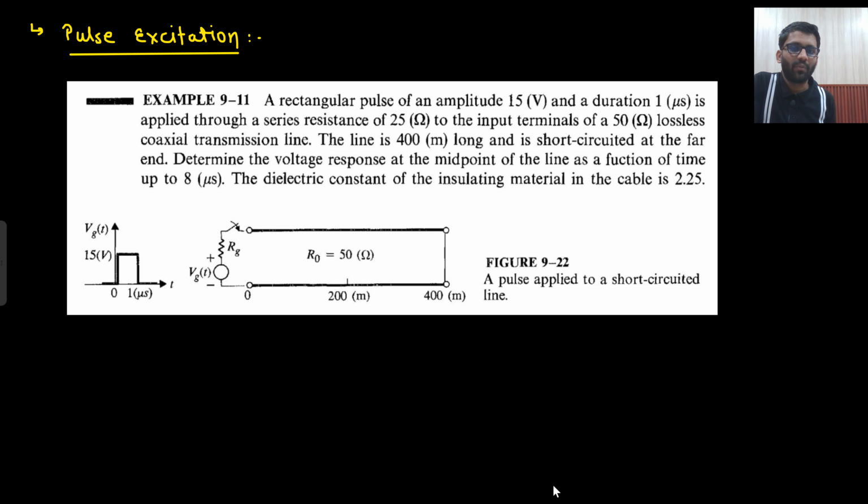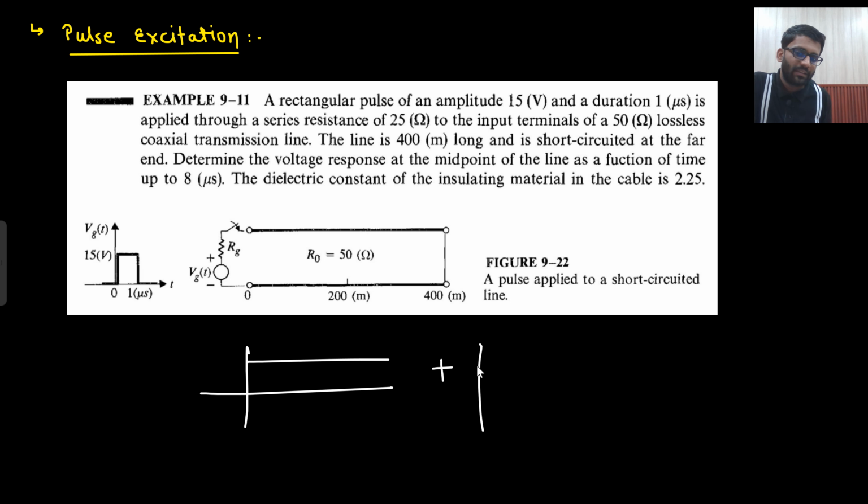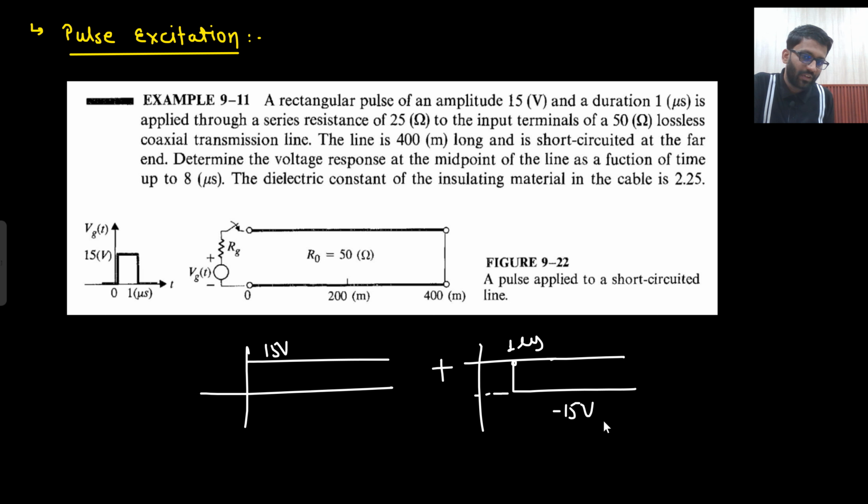I will give you a hint. The hint is you need to break it down into two waveforms. A pulse input can be broken down into two waveforms. How will you break it down? If you have studied signals and systems or basic mathematics, this 15 volt pulse can be written as this waveform plus this waveform. Say yes or no. This is your 15 volt. This is also your 15 volt, but delayed by 1 microsecond, and this is your minus 15 volt actually.